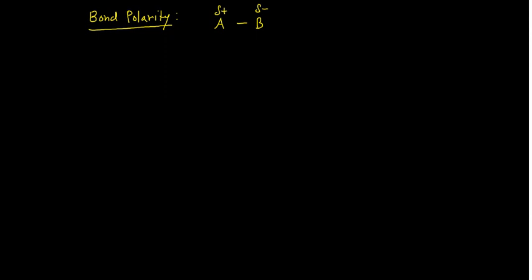So if you want to take the electronegativity difference between A and B, if this difference is less than 0.5, then your bond moment would be non-polar. But if this electronegativity difference between the two combining atoms in a covalent bond is greater than 0.5, then definitely your bond would be polar.